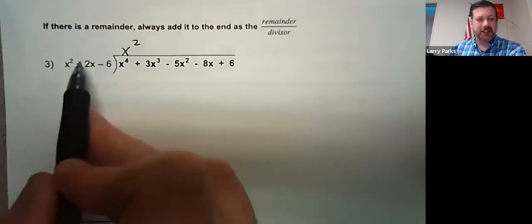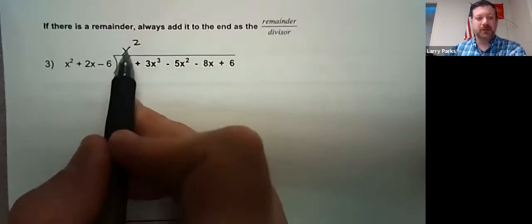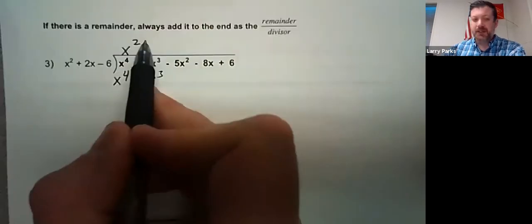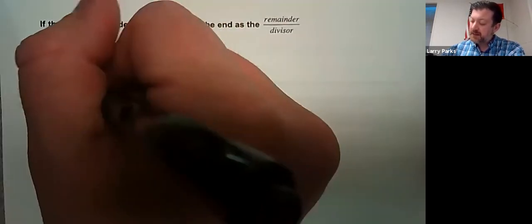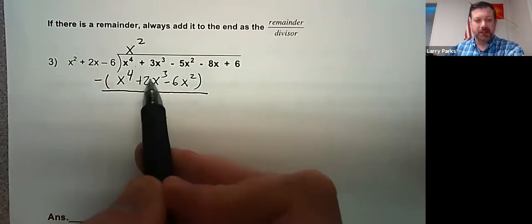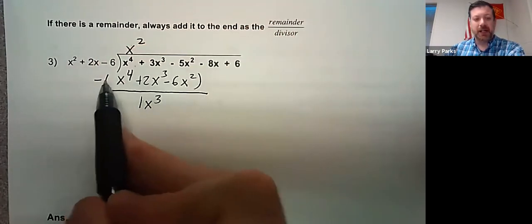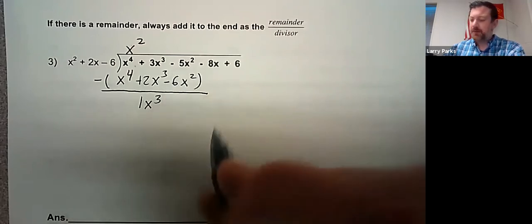And then you take x squared times this, this, and this, put it down here. X squared times x squared is x to the 4th. X squared times 2x is 2x cubed. X squared times -6, -6x squared. I take it away. Those cancel. 3 minus 2 is 1. -5 minus -6, that'd be +6. -5 plus 6 is 1.